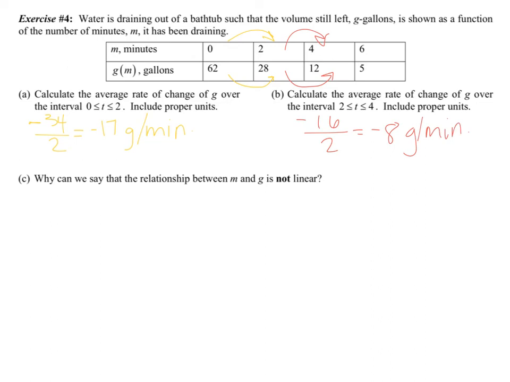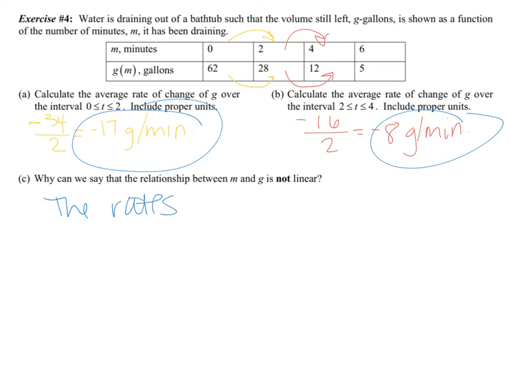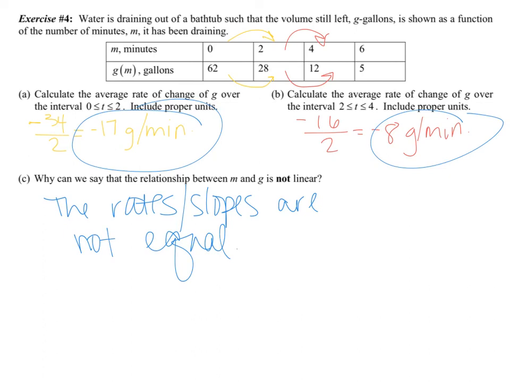Why can we say that the relationship between M and G is not linear? Well, it's not linear because these are not equal. The rates or slopes are not equal. So since those aren't equal, it's not going to be a linear equation. What it would look like, so if this was our y-axis and this is our x-axis, what this is looking like is it's going to be more of like this or even like this.